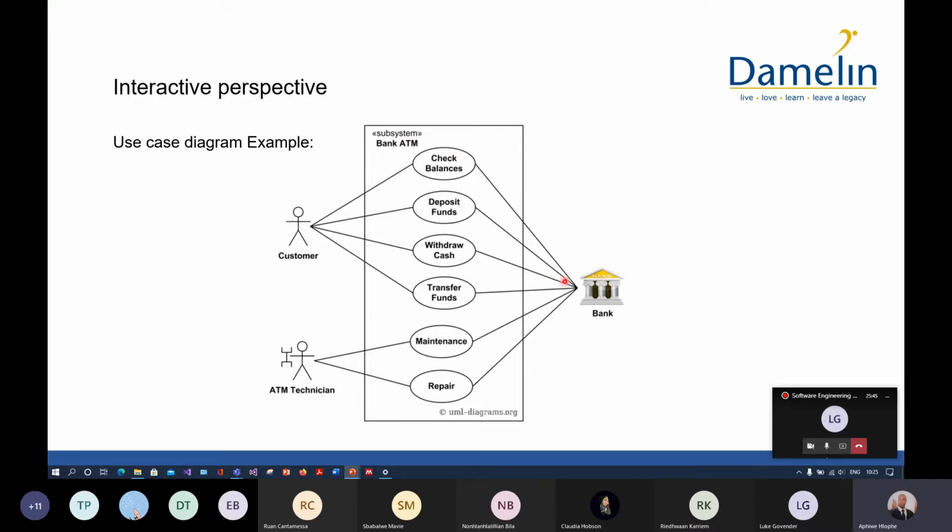So it's important to show that. Don't just draw the automation boundary with its use cases and then draw the actors on the outside without linking them to the correct use cases. That's very important. So this is what we mean by showing the interactive perspective.